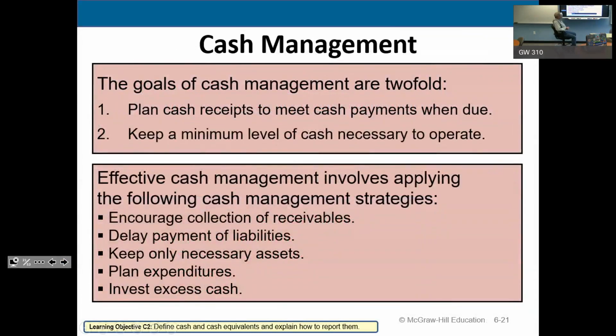Goals of cash management are twofold. Plan cash receipts to meet payments when due. Keep a minimum level, right? In a lot of nonprofits, like a 501(c)(3), you might call this a prudent reserve.